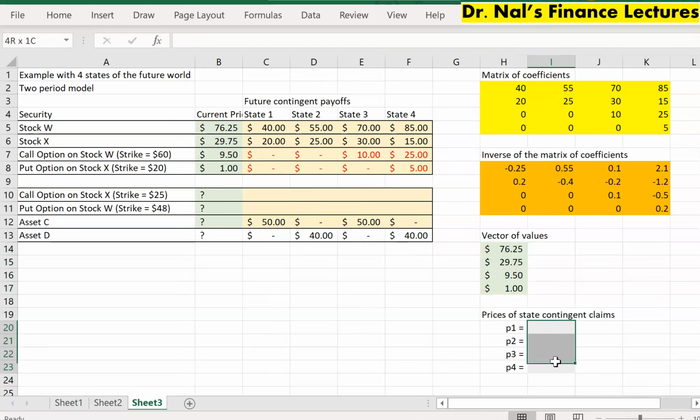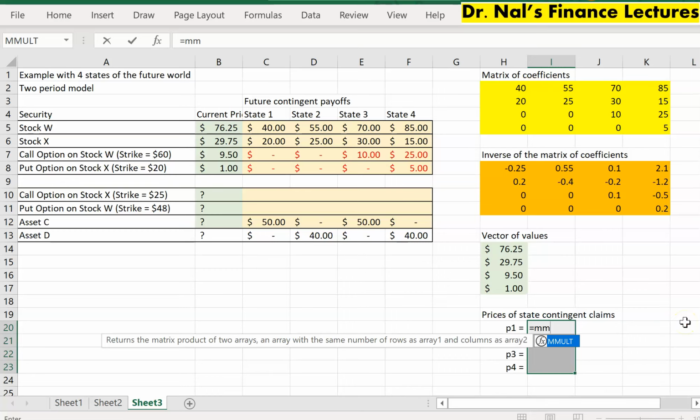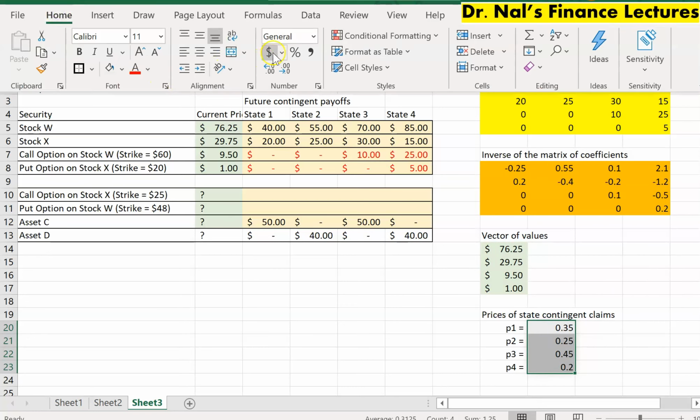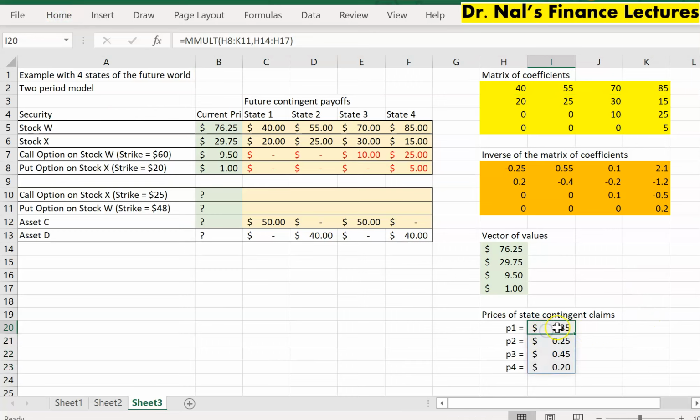Now let's go ahead and calculate these numbers as a result of matrix multiplication. Multiplying basically the inverse matrix with what? With the vector of values, and that's it. And that should give us the state contingent claim prices. There you go. Let me just put a $ sign there. All right, so the state 1 contingent claim is 35 cents, state 2 contingent claim 25 cents, and so on. So these are the values of these state contingent claims. Based on these values, now let's go ahead and value these 4 different securities.